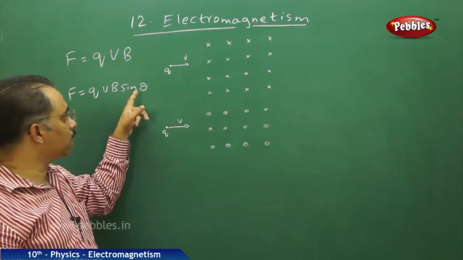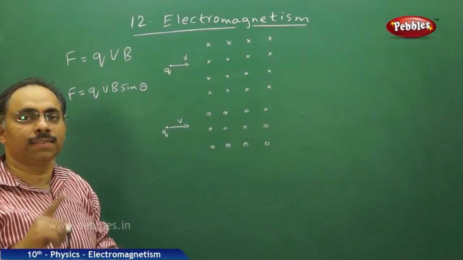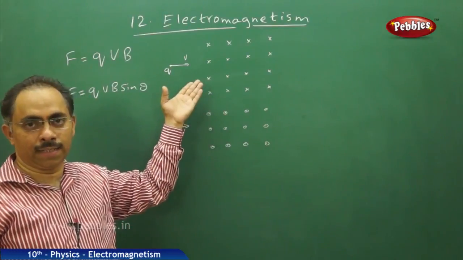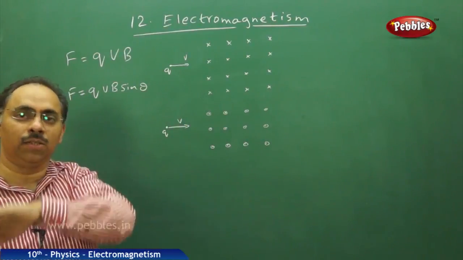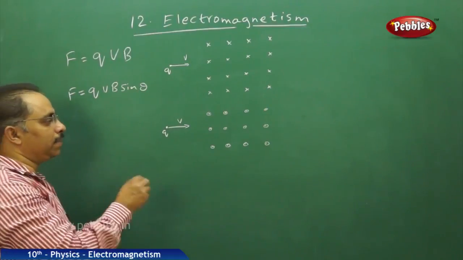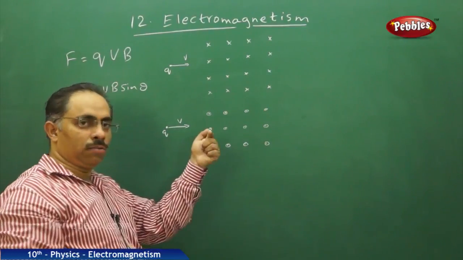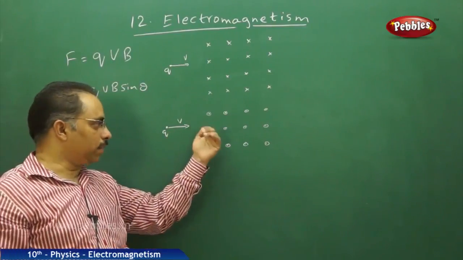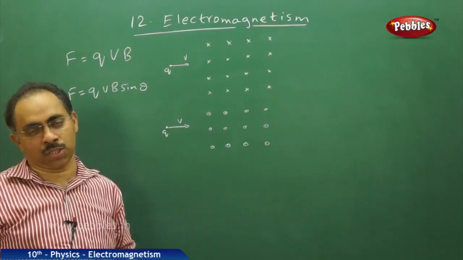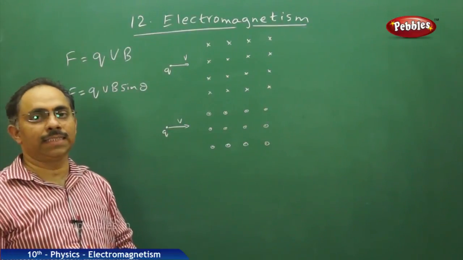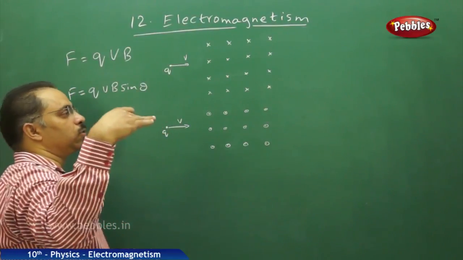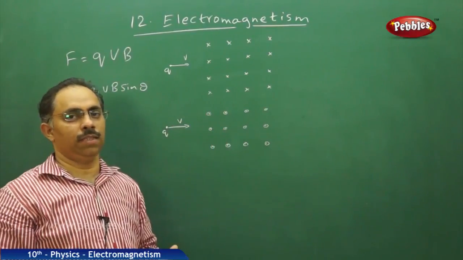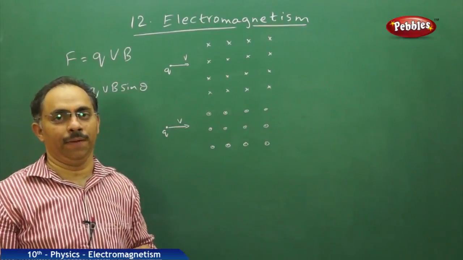In case theta is equal to 90 degrees, then sin 90 degrees is equal to 1. That is what we have discussed in the two cases earlier. In case theta is 0, that means both are parallel. That means the magnetic field is coming out of the board and the velocity of the charged particle is also coming in the same direction. Or else if the charged particle is going into the board, whereas the magnetic field is coming out of the board, in such a case theta is equal to 180.